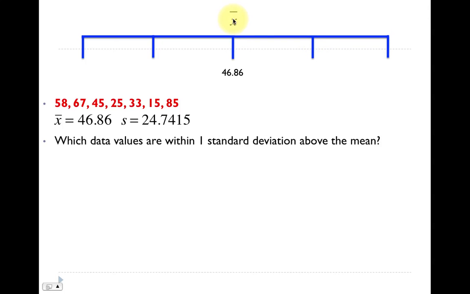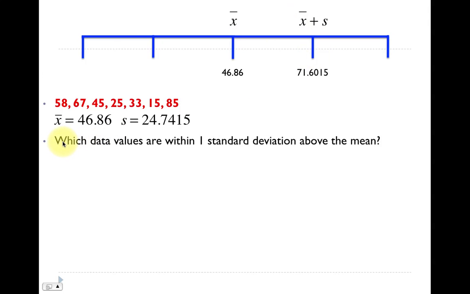So we're going to calculate x bar plus 24.7415. If you add 46.86 plus 24.7415, you could do that on your calculator, add the two numbers, that's x bar plus s, you get 71.6015. We're going to mark that at the first bar.